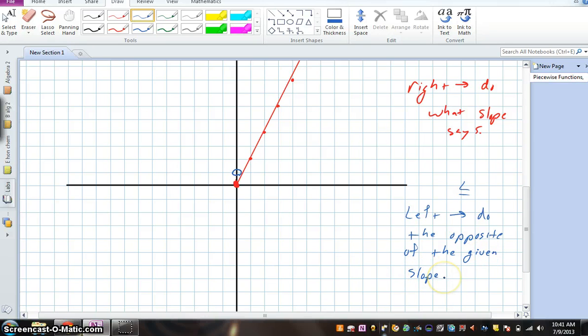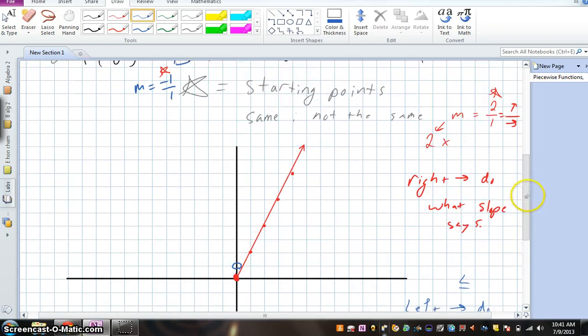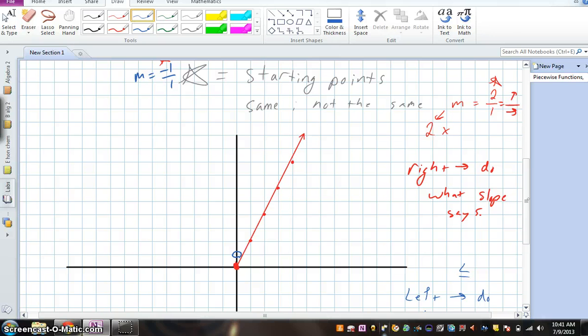Okay? So do the opposite of the given slope. So let's look at our slope up here. It's negative 1 over 1. So normally what we would do is go down 1 and to the right 1. Okay? Now let me show you why this doesn't work first.